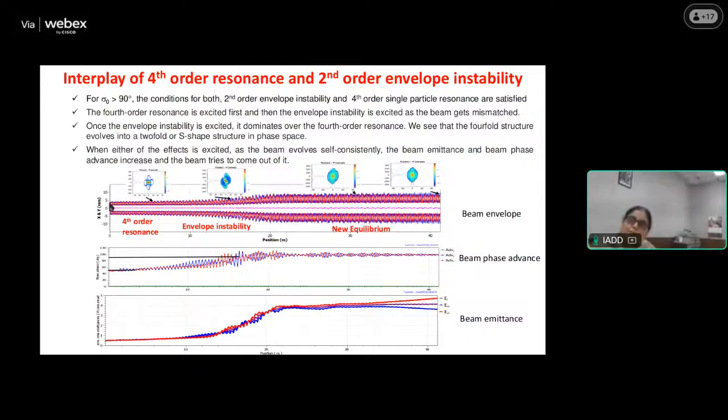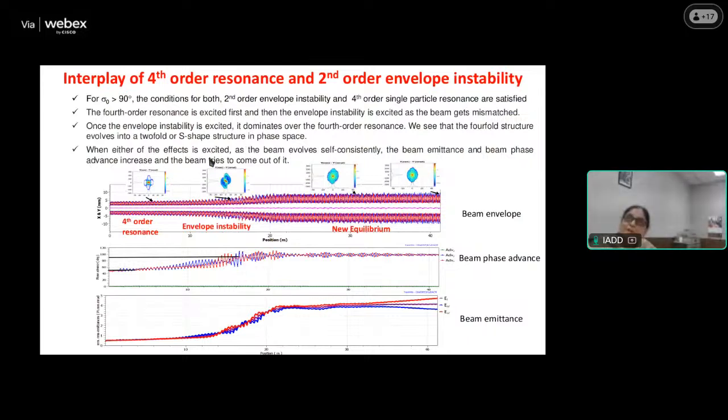If you see the beam envelope here, it is gradually increasing, and initially in the phase space it is a four-fold structure. Later on, as the mismatch grows, because the second order instability will come only after the mismatch, this four-fold structure evolves into an S-shaped or two-fold structure. Then the envelope instability gets excited, and once it is excited, it dominates over the fourth order resonance.